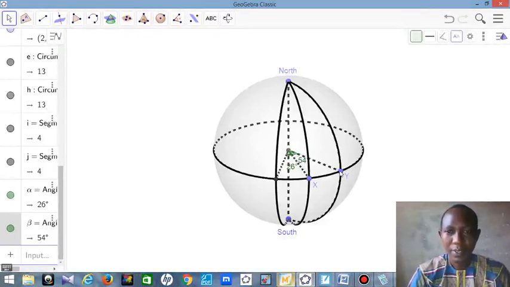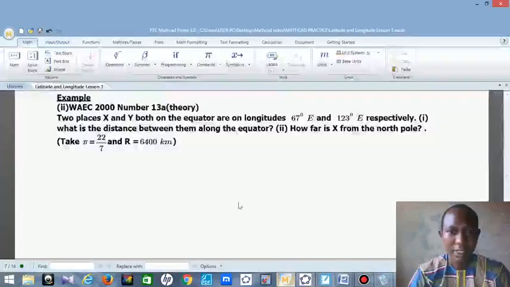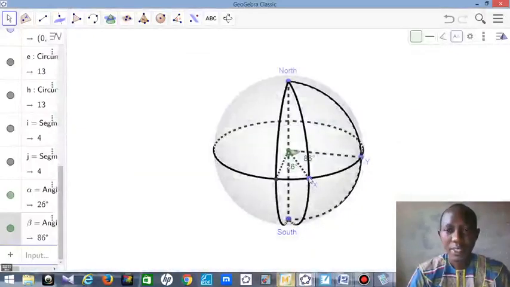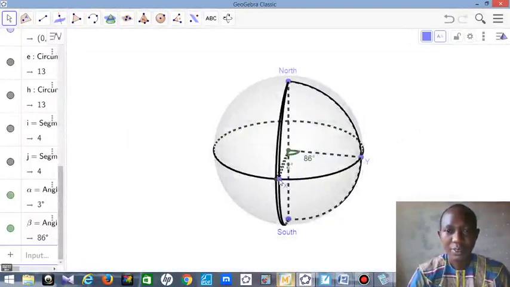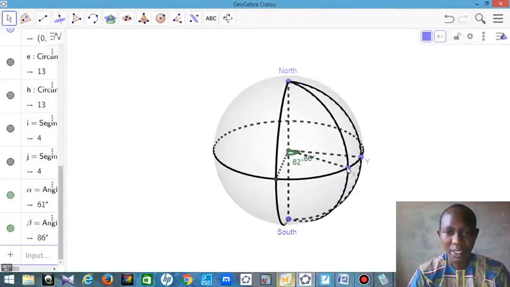Okay. So the first point X moves, let's see it again, 67 degrees east, then the other one is 127 degrees east. So this is point X. If you start like this, at 0 degrees, you can see the angle. X moves towards east, 67 degrees, towards the right hand side. That is point X, you can see it.